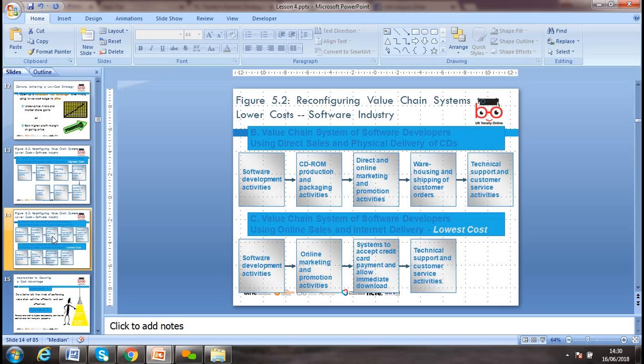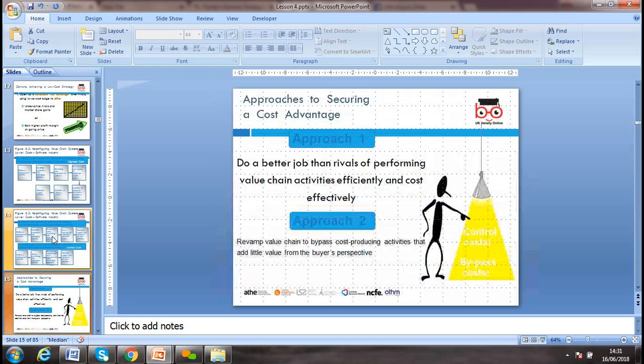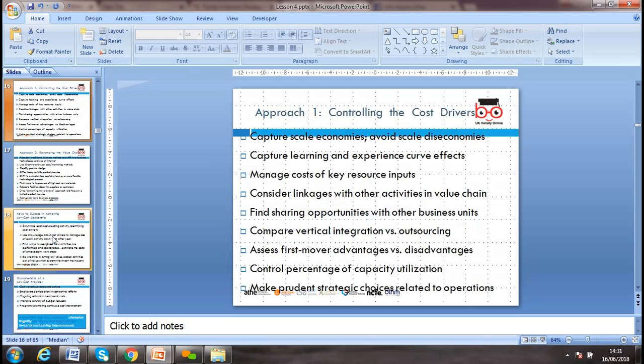If we cut and reduce some processes, that can create a competitive advantage for an organization as well. The cost approaches: approach one, do a better job than the rival of performing value chain activities efficiently and cost effectively. Another approach to improving value is to bypass cost-producing activities that add little value from the buyer's perspective. So we need to look at controlling the cost, capturing economies of scale, and avoiding diseconomies of scale.